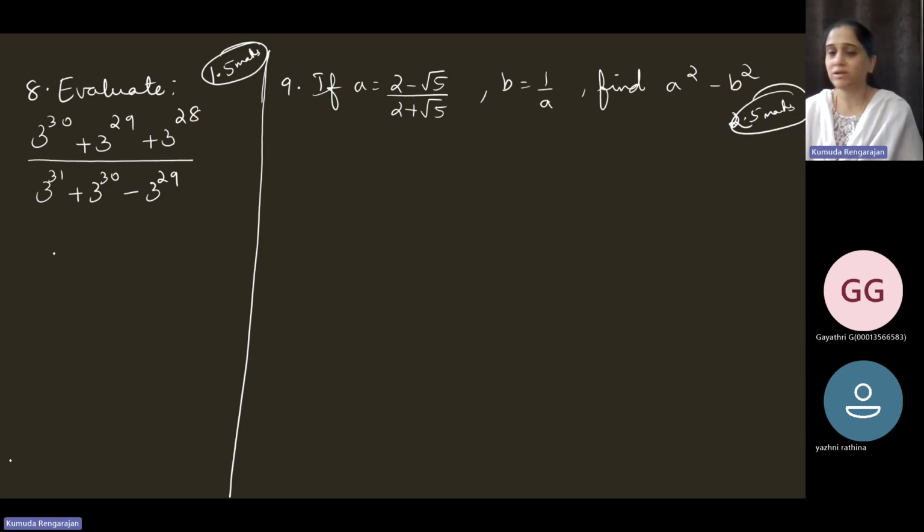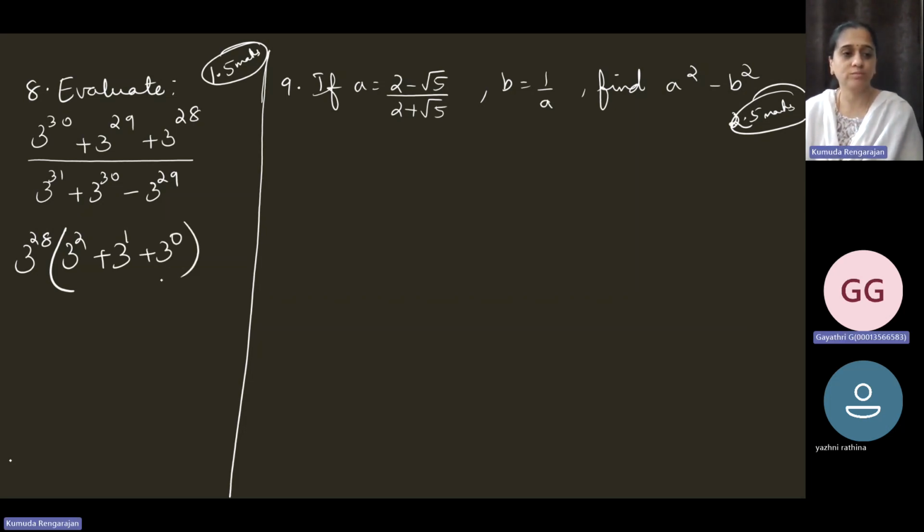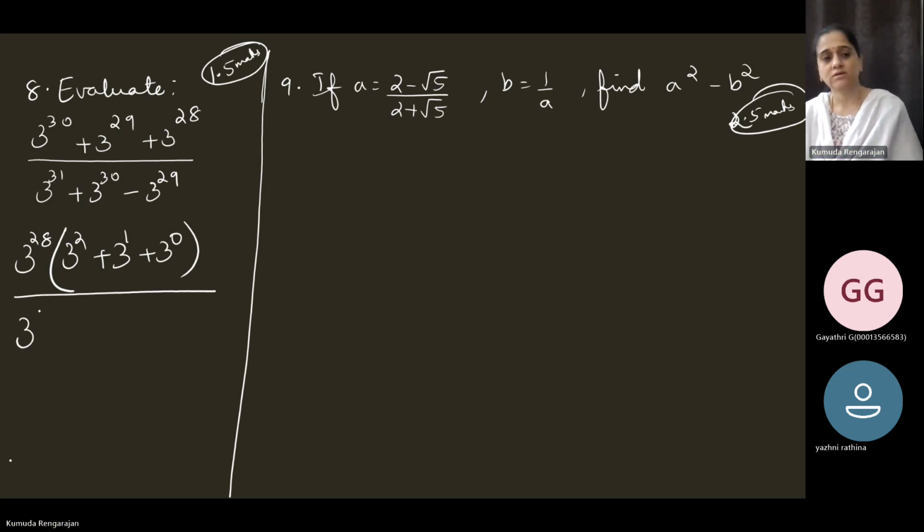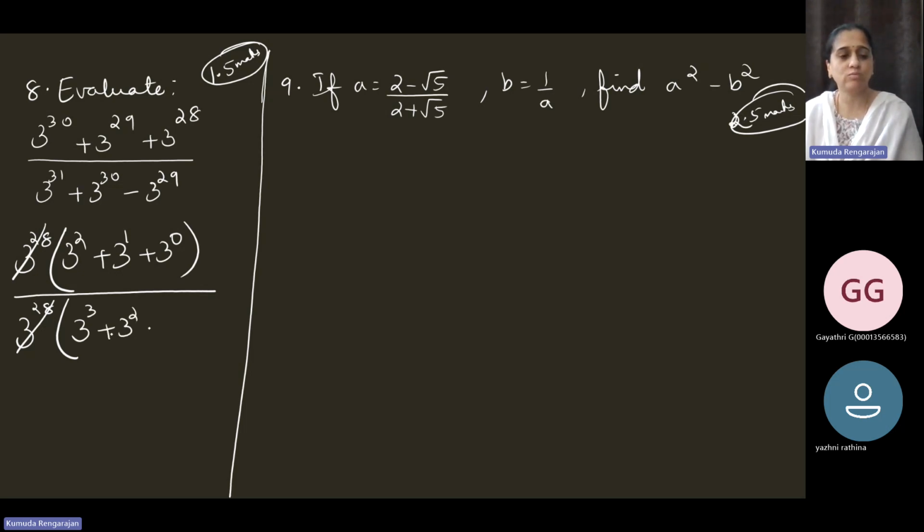So what's common in the numerator? 3 power 28. Correct. Take 28 itself common so that you can cancel this straight away. So it will be 3 to the power 3 plus 3 to the power 2 minus 3 to the power 1.